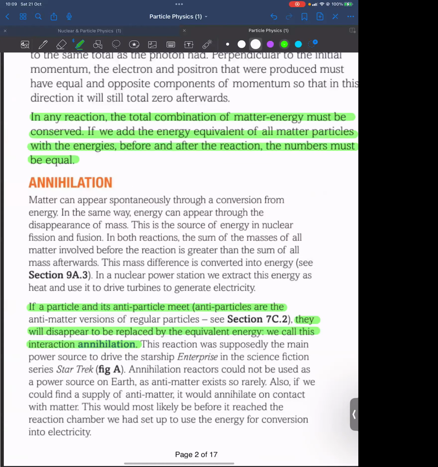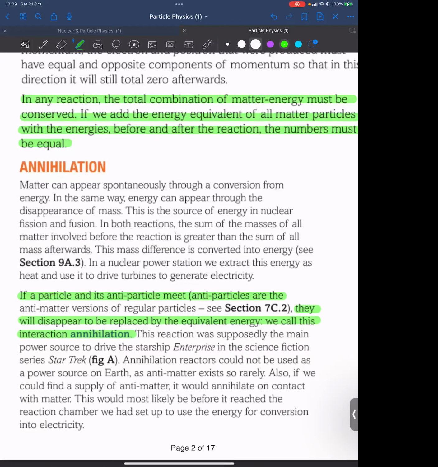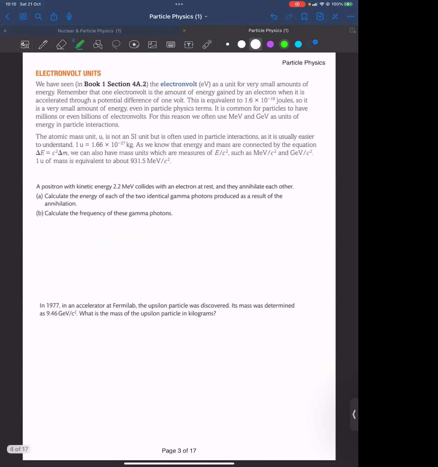This reaction was supposedly the main power source to drive the Starship Enterprise. Annihilation reactors could not be used as a power source on Earth, as antimatter exists so rarely. Right, let's turn to the next page. Just know that annihilation means a particle and its antiparticle combining together.